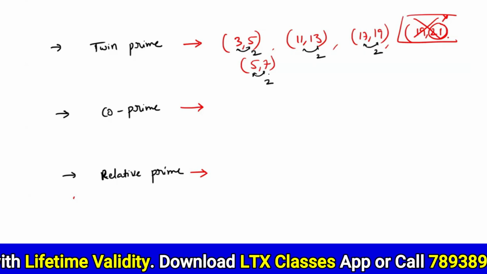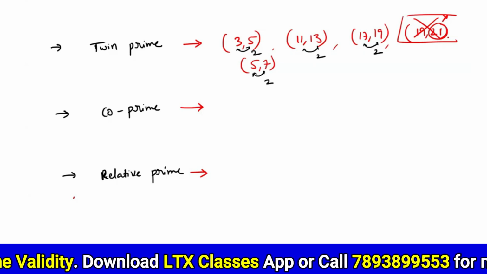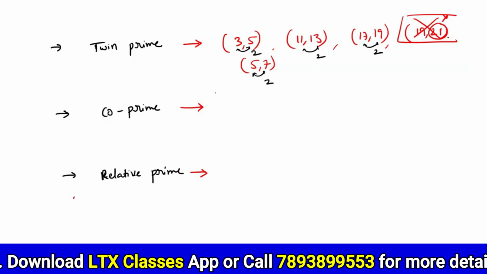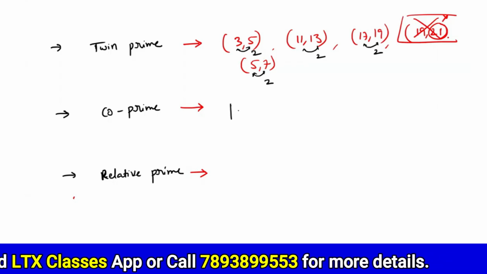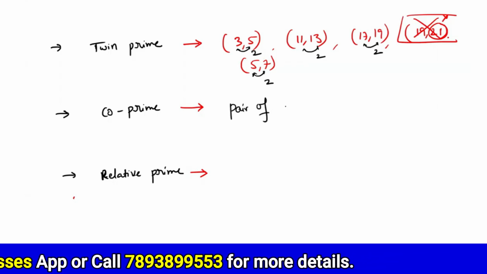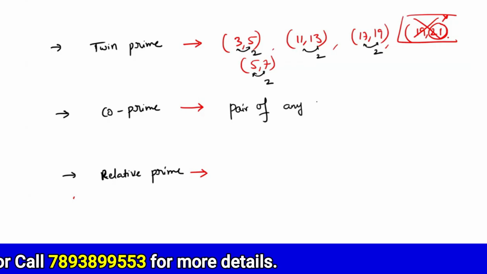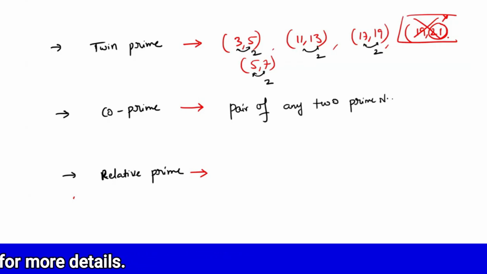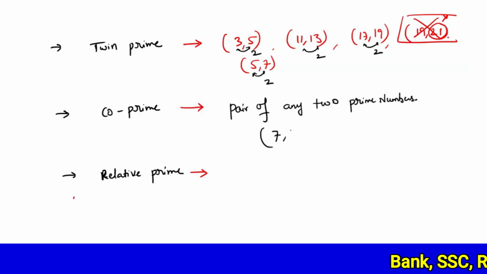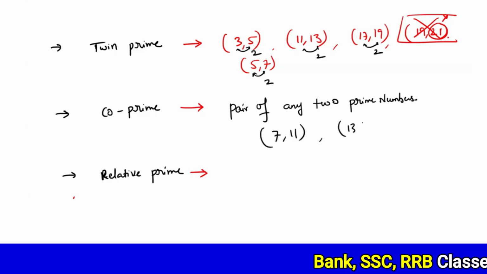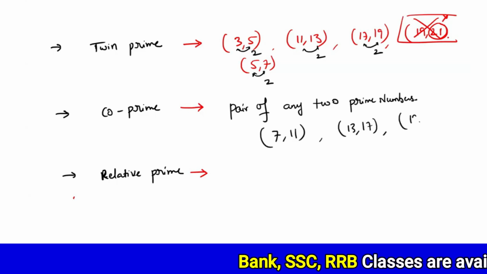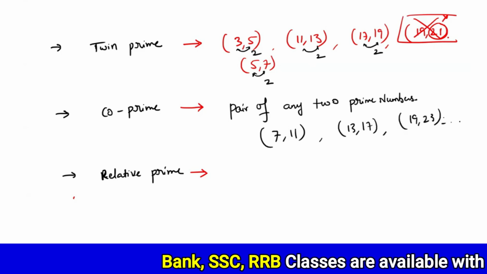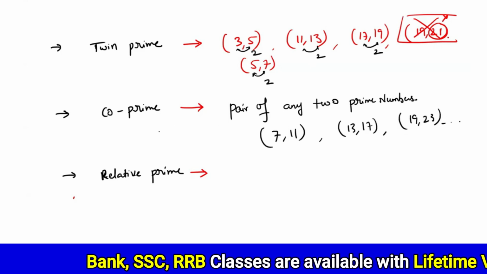And now the next one is co-prime. So regarding co-primes, what we can say is, a pair of any two prime numbers will be called co-prime. You can pair any two prime numbers like 7 and 11, 13 and 17, 19 and 23. Like this, you can pair any two prime numbers, which will be considered as co-primes.